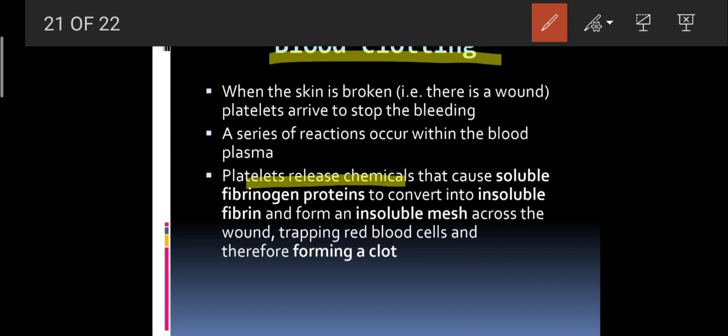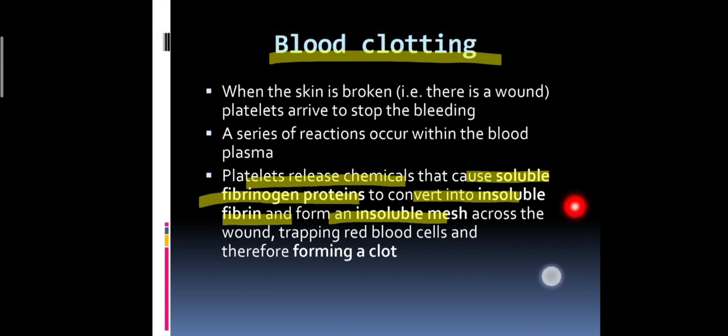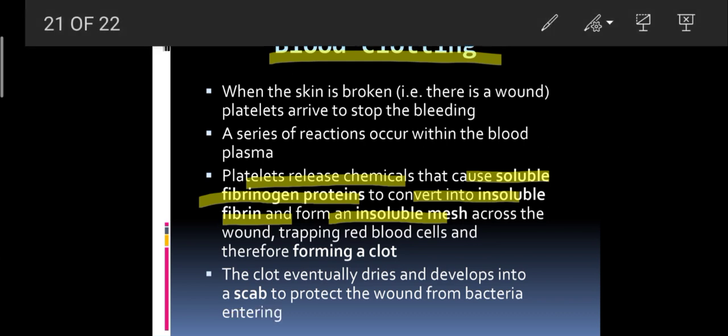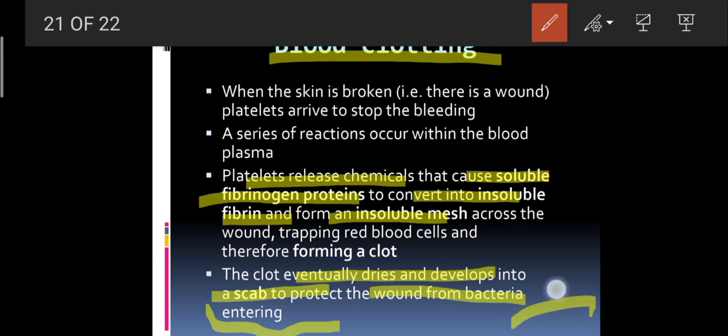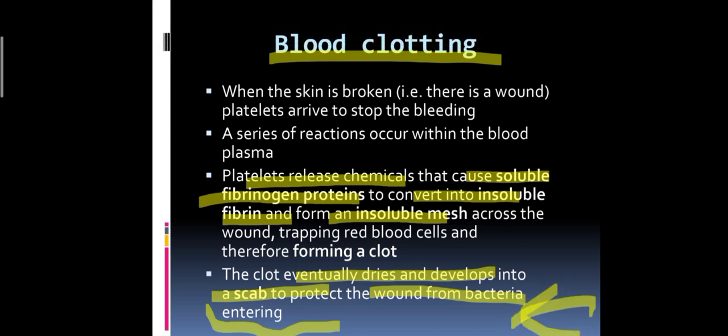Platelets release some chemicals that cause the soluble fibrinogen protein to convert into fibrin. It is an insoluble form across the wound, and it traps the red blood cells, therefore forming a clot. Eventually the clot dries and develops into a scab, and it protects the wound from bacterial infections and prevents the entry of bacteria to the wound. So this is the phenomenon of blood clotting.